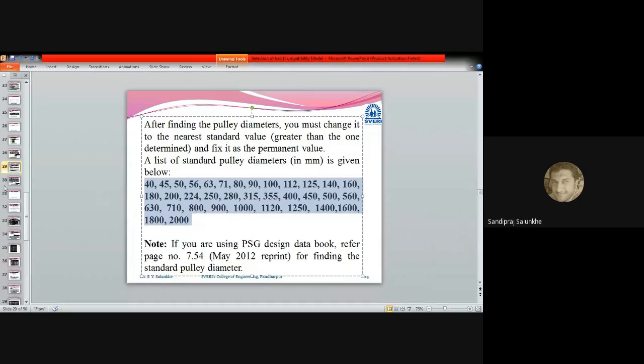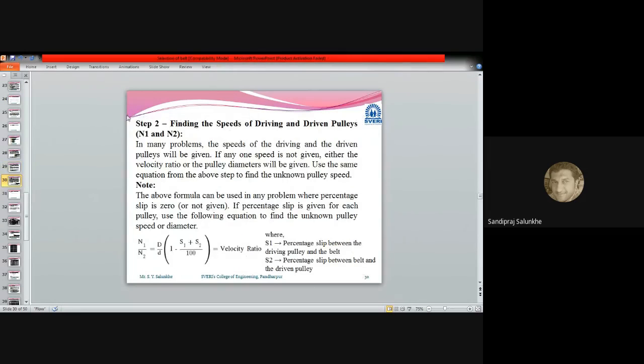Okay. So next, we have to go for the second step. Once you find the diameters of the driving and driven pulleys, then again we have to find the speeds of the driver and driven pulleys. You can ask the question: sir, as we have already calculated the velocity ratio, why is it necessary to calculate the speeds again? No doubt, you are right.